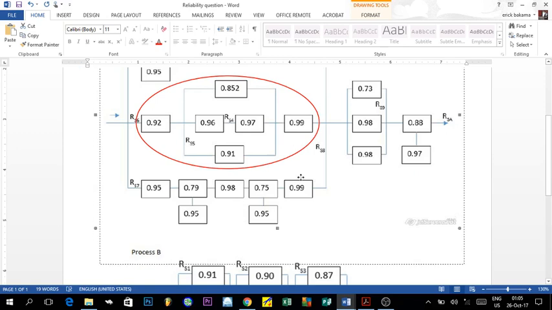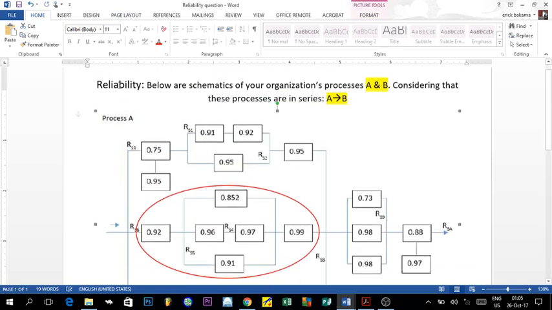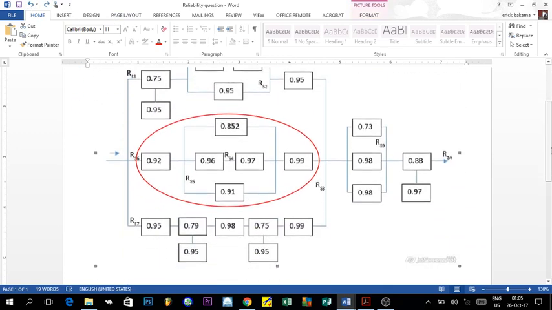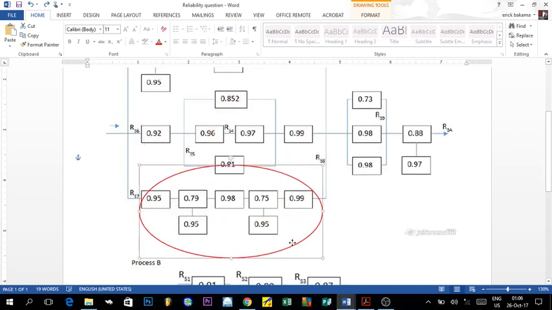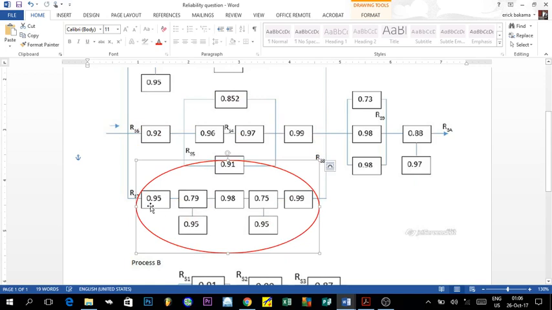Error 7 is the part that is just down based on our calculation. Now based on our map, this is error 7. Error 7 is the part that is down here, and it has 5 components: 0.95, 0.79, 0.98, 0.75, 0.99. But you notice that the second and the fourth components have backups, which are 0.95 and 0.95.